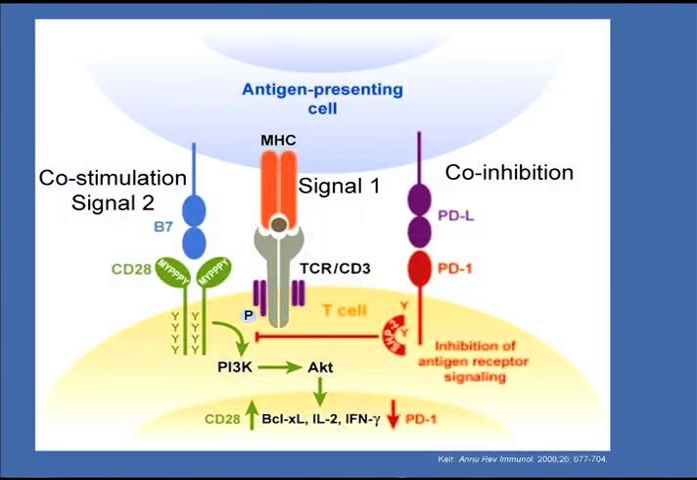This figure shows another co-inhibitory molecule called PD-1, which binds to PD-1 ligand. Again, the PD-1 is on the T cells at the bottom, and the PD-1 ligand is at the top, and this gives an inhibitory signal that doesn't compete for ligand with the CD28, but in fact interrupts the signaling of CD28 in the cytoplasm of the T cells.